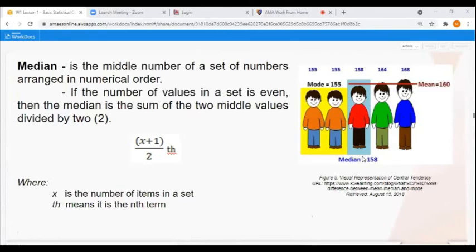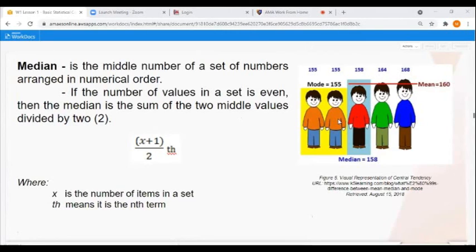So what if now the number of items is an even number? Like 2, 4, 6, 8, 10, 12, 14, and so on. How will you determine the median? It is already stated here. If the number of values in a set is even, then the median is the sum of the 2 middle values divided by 2. So imagine here that we place another object with a measurement of 170, for example. The 2 middle values would be the one in red and the one in green. So what we do here is we add 158 and 164 and then divide it by 2. Or in other words, we average 158 and 164, and the value that we obtain would be our median.